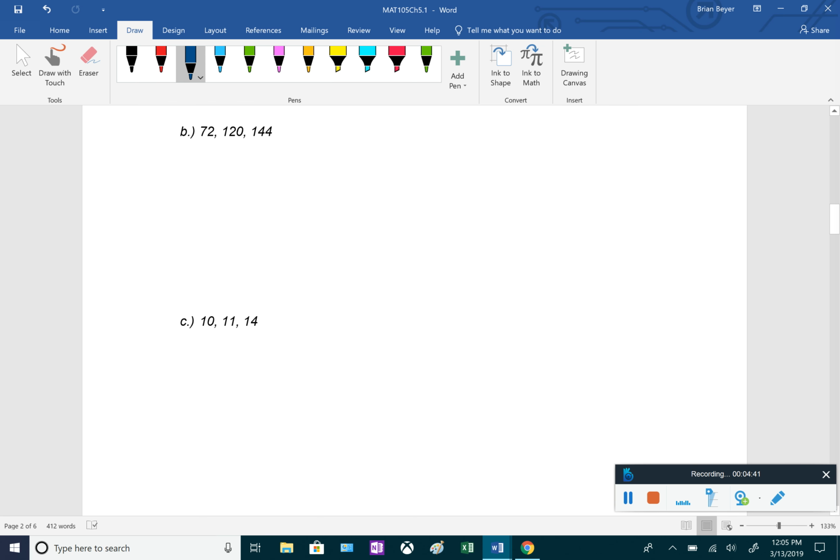Next one, we have 72, 120, and 144. If you need to practice that prime factorization that I just did, where it looks like a tree, feel free to practice that. We're going to write down 72, 120, and 144 as a product of their prime factors. 72, once again, practice this if you need to before watching it. We can write that as 2 times 2 times 2 times 3 times 3. If we multiply that all together, we should end up getting 72. And they're all prime numbers, so we know that we're good.